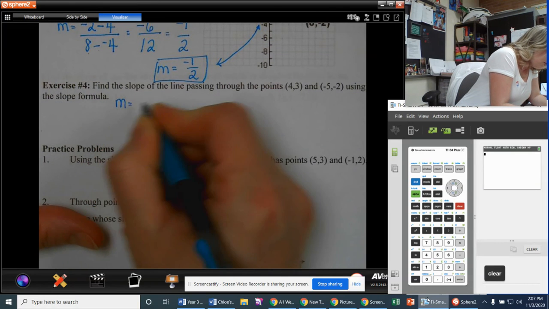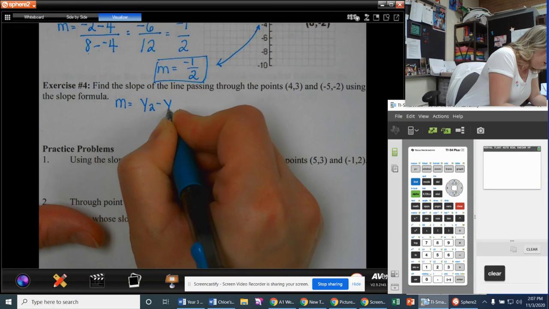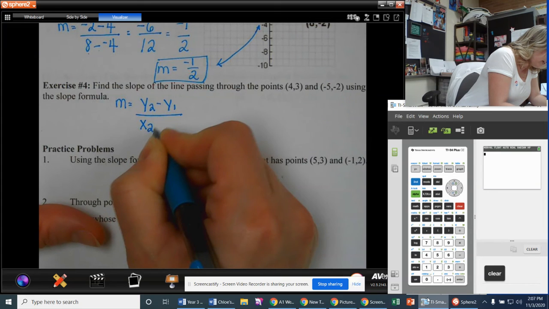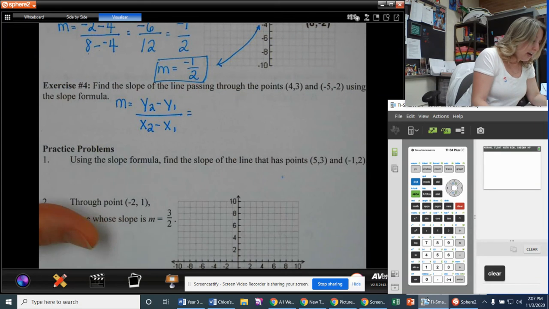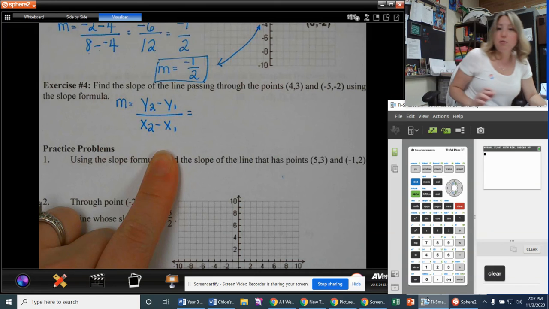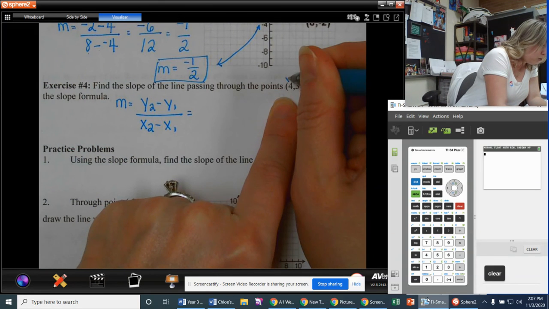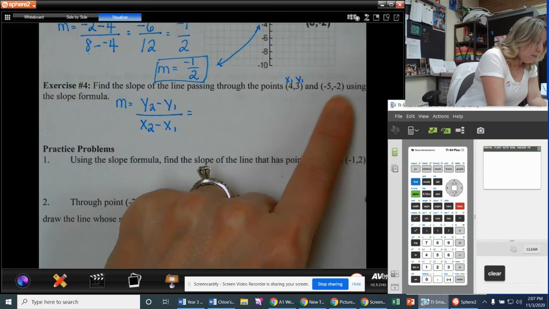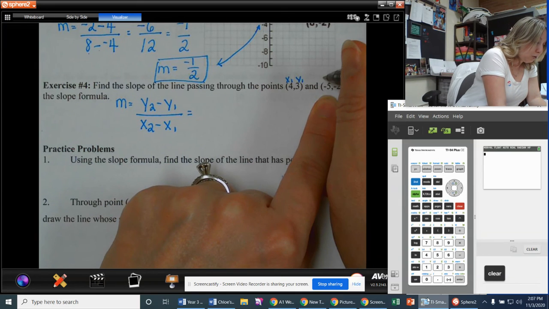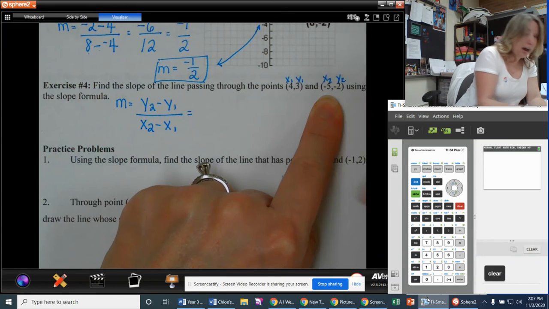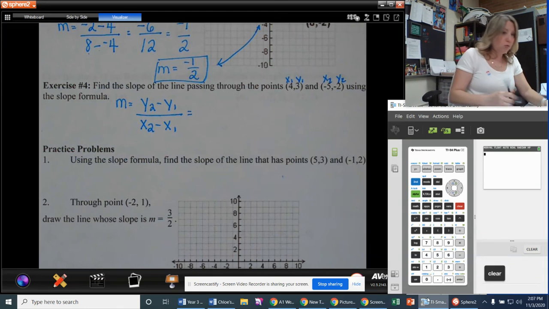m equals y2 minus y1 over x2 minus x1. And let's label our points, right? The first point I see is (4, 3), so x1, y1. The second point I see is (-5, -2), so x2, y2. Got it. Now let's substitute in.